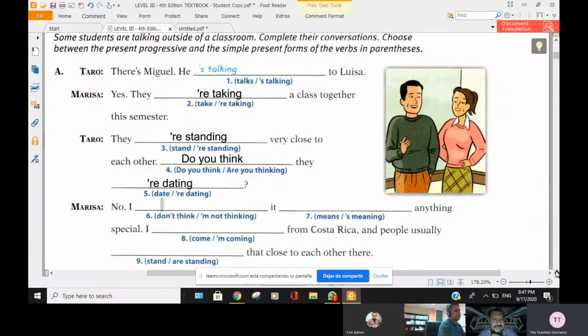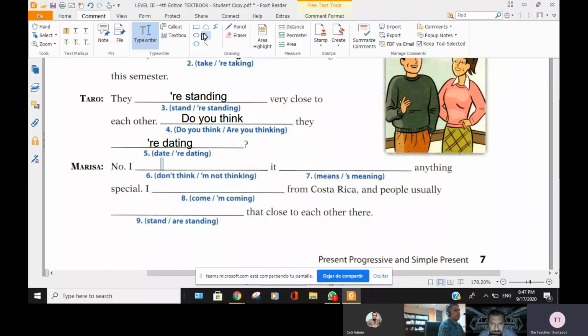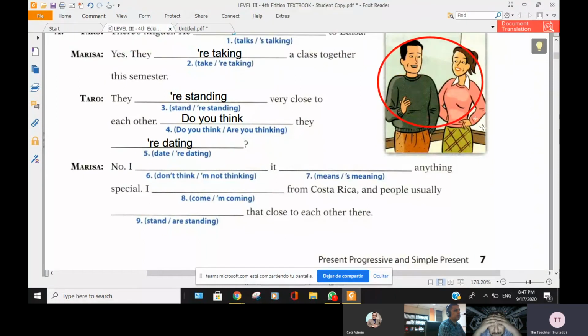Okay. What do you say, Mr. Ezekiel? A ver. Do you think they're dating? Necesito ver el lenguaje, el body language.